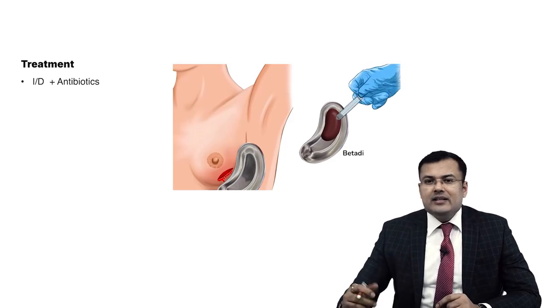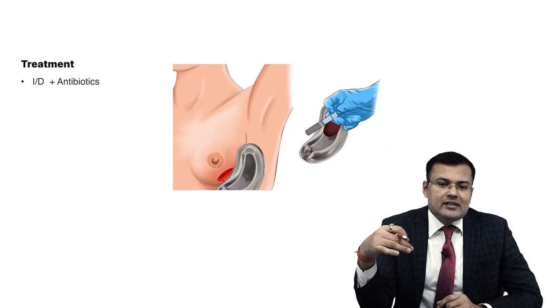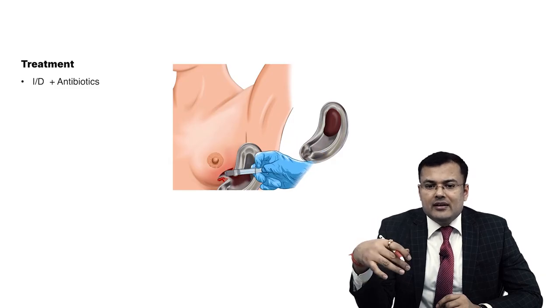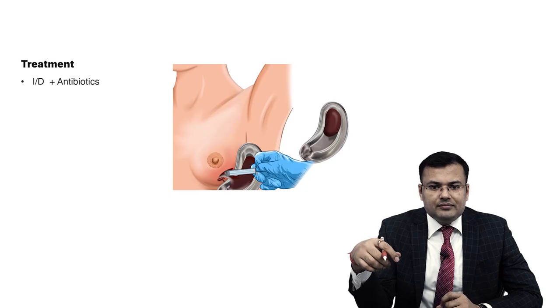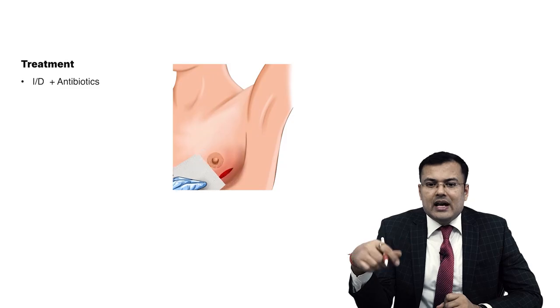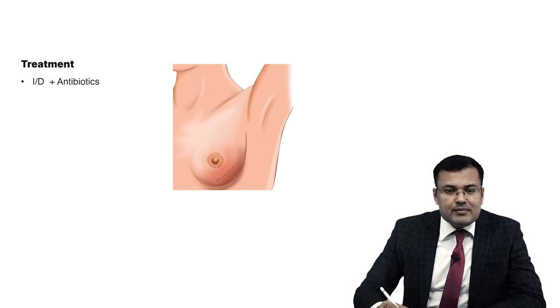And after irrigating this cavity, we have to insert a drain also. So after doing this incision and drainage, we have to put a drain. So you can see irrigation is being done. After that, we are supposed to put the drain. Clear? And after putting the drain, we are going to close it, or sometimes we just leave it open. Clear? So this is the management, incision and drainage plus antibiotics.